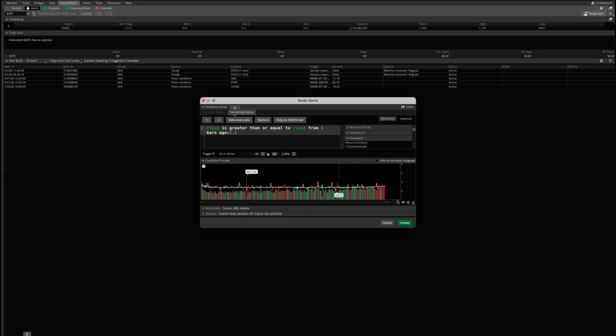Where is it? It's not what I wanted. Yeah, it's fine. You can say close is greater than or equal to 1 from 1 bar ago, which is fine. Or you can just say close is greater than or equal to 1.2.